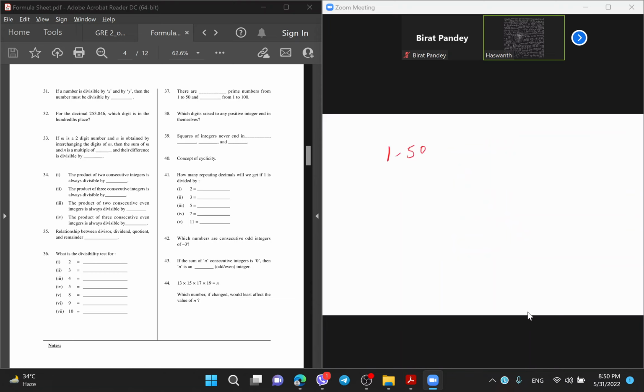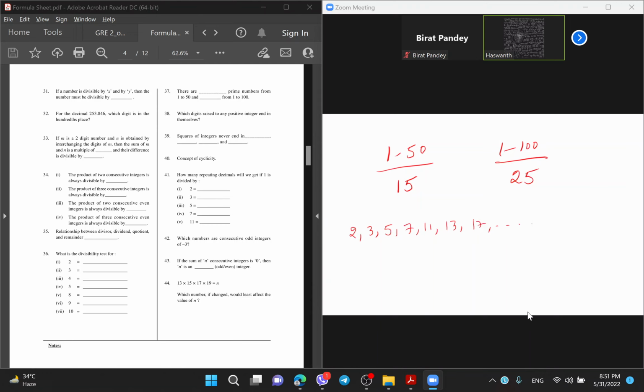Next, from 1 to 50 there are 15 prime numbers, and from 1 to 100 there are 25 prime numbers. A number is said to be prime if it has only two positive factors, one and the number itself. You have to find prime numbers 2, 3, 5, 7, 11, 13, 17, like that, and count them. From 1 to 50 you will get 15 prime numbers, and from 1 to 100, you will get 25 prime numbers.